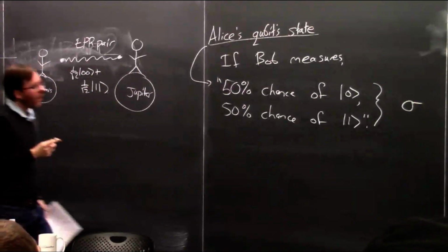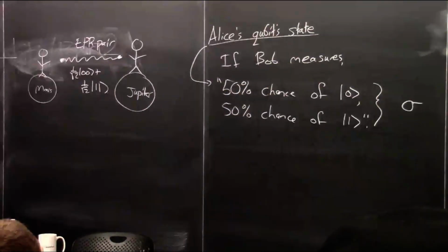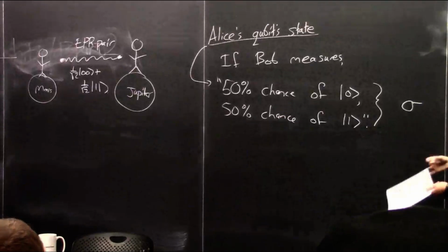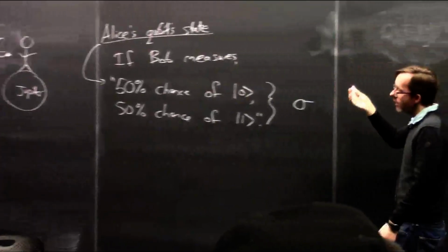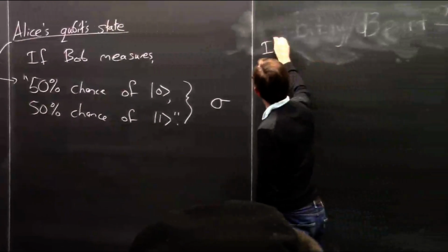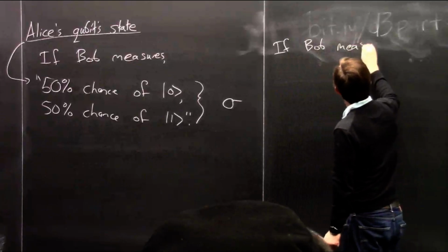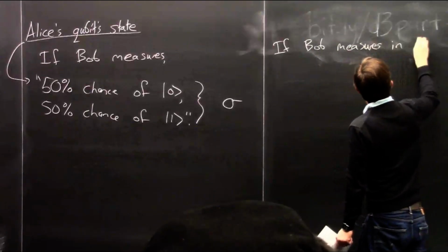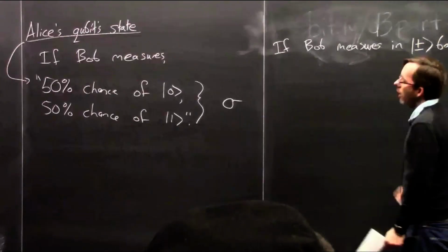Okay, but then I showed you something else that might make you feel a little bit weird about this situation, which is that, for all we know, Bob might do something else with his qubit and then measure it. In particular, he could rotate it 45 degrees and then measure it. In particular, if Bob measures in the plus-minus basis, well, what happens?